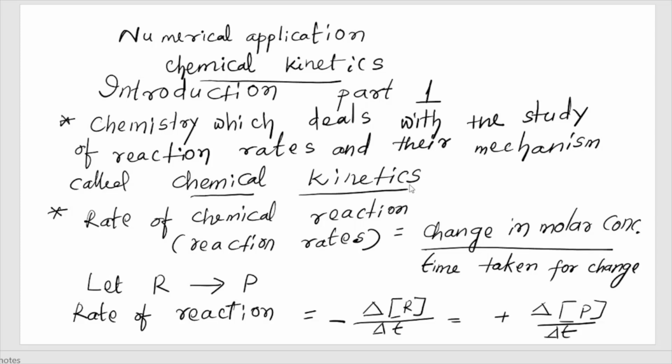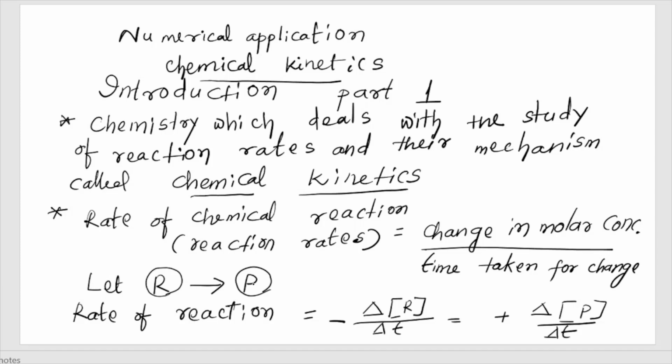That means if you take a reactant, let it be R, then what happens here? If R is the reactant and a chemical reaction takes place giving product P, that means there should be a change in molar concentration of R and also of P. The molar concentration of the reactant decreases and the molar concentration of the product increases. Then what is the rate of reaction? How can you explain it mathematically?